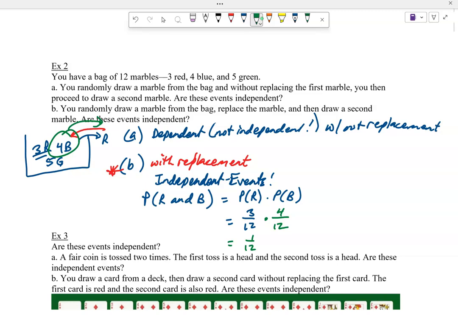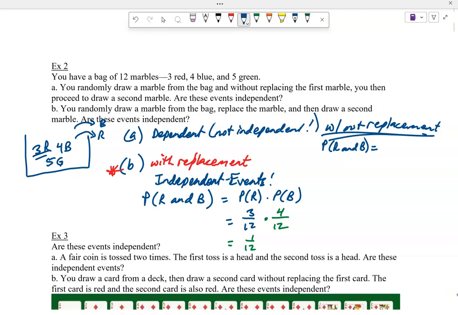Now that's different than part A, because if I don't replace it, so let's do part A. So let's say I pull a red out. I want to do a red and a blue, but I don't put it back. A red and then a blue. So this is without replacement. Probability of pulling a red and a blue.